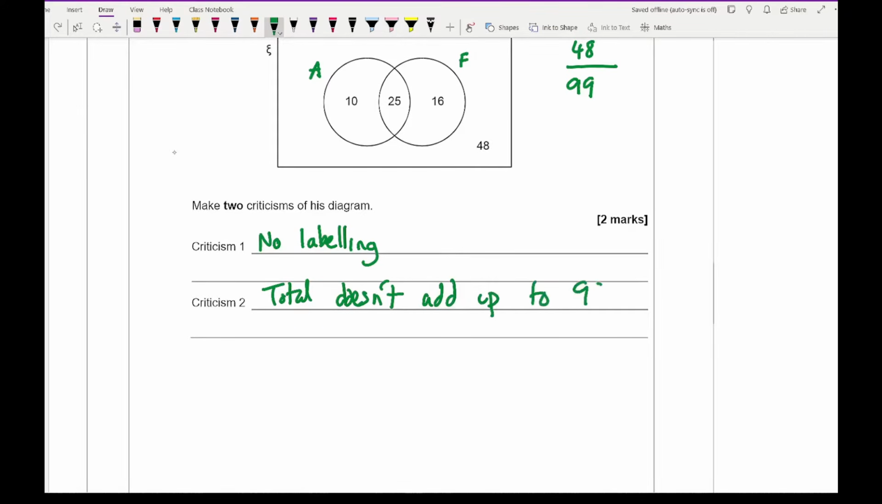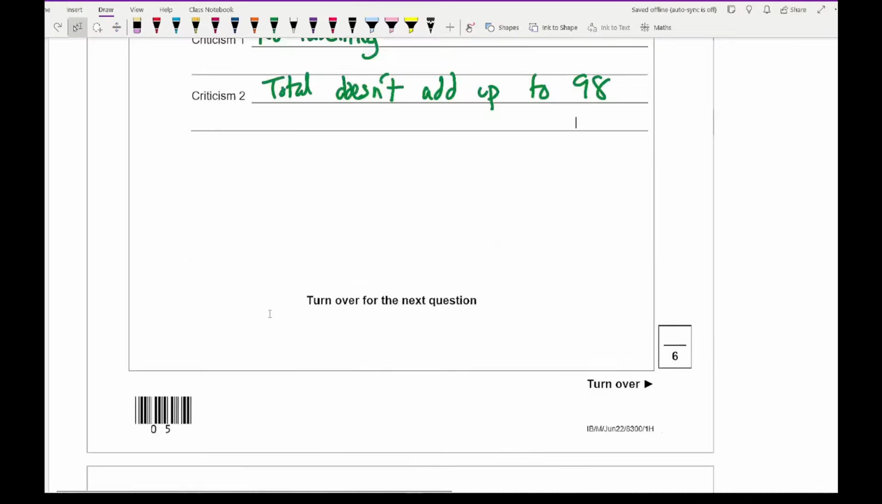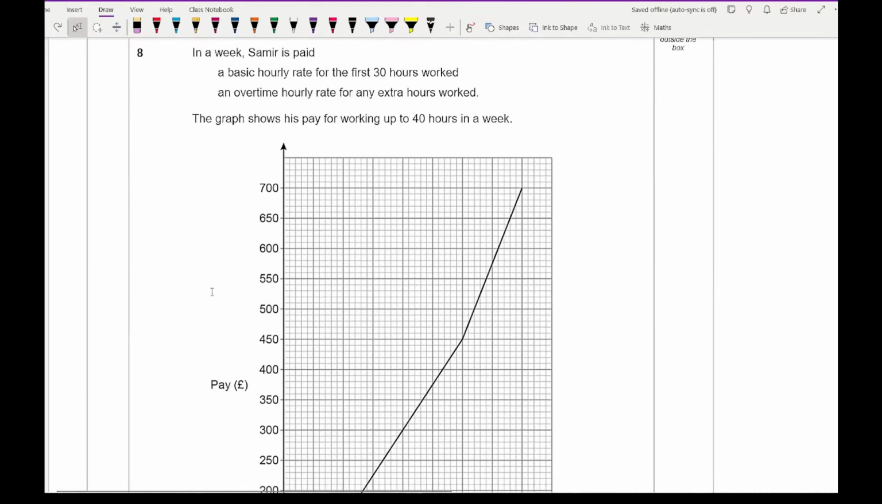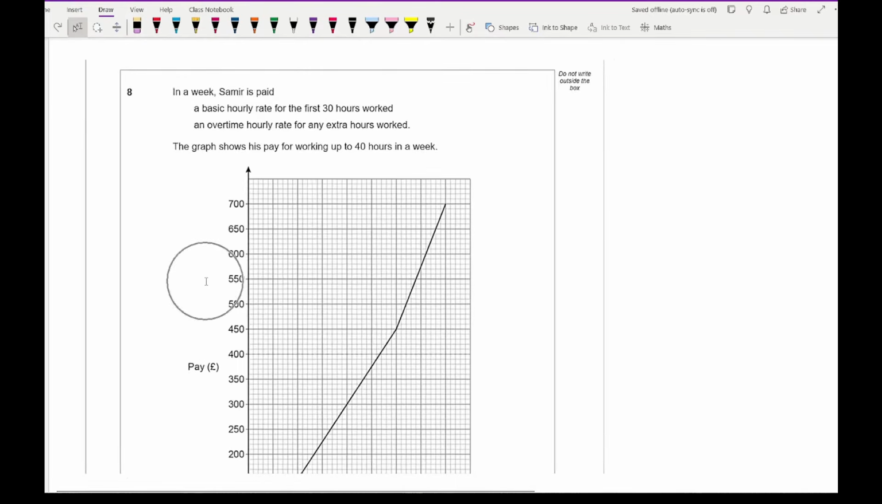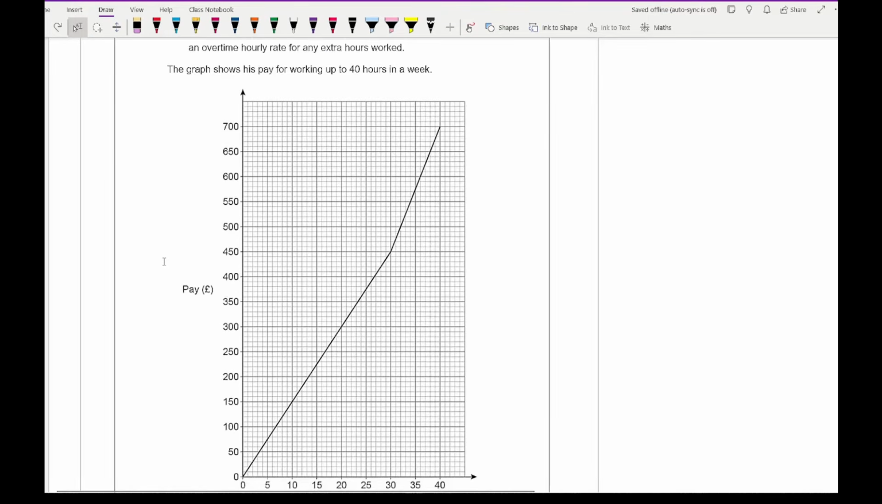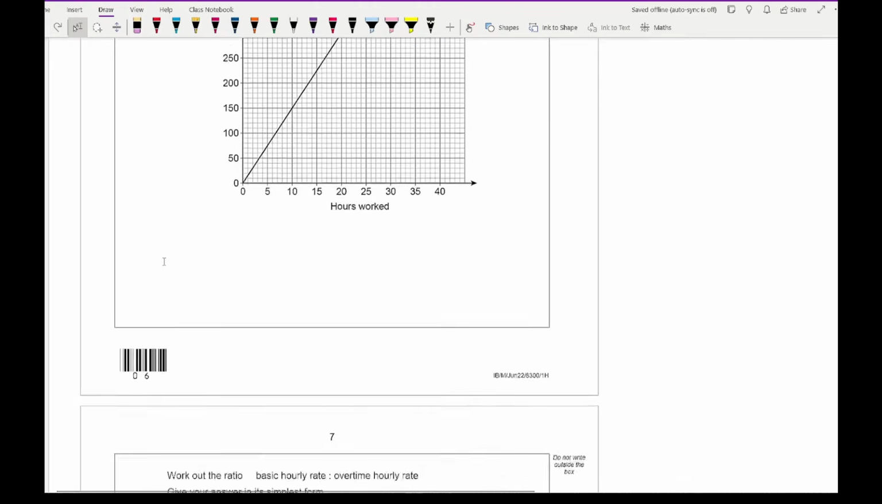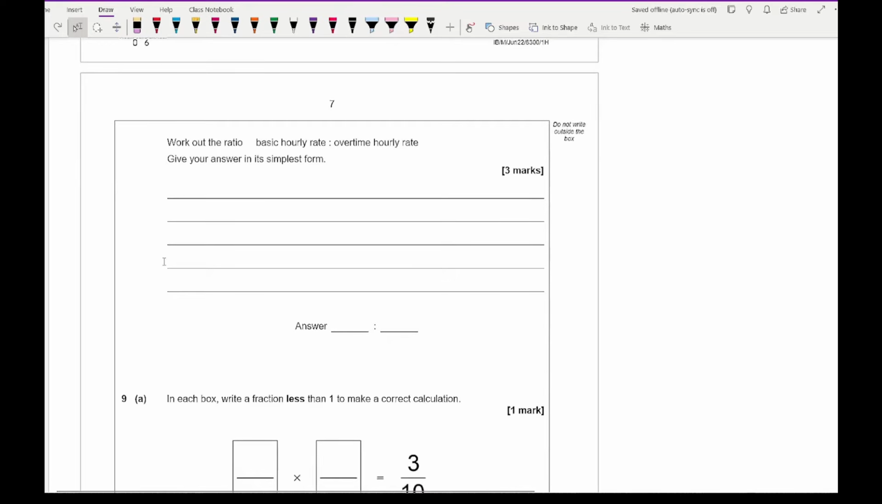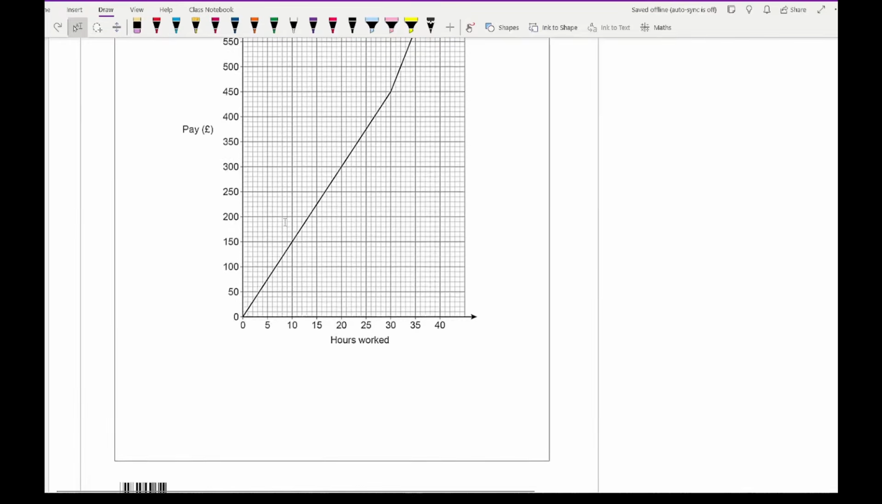Moving on to question 8, it says in a week Samir is paid a basic hourly rate for the first 30 hours worked, and then overtime for the additional hours. The graph shows his pay working up to 40 hours per week, and the question is asking us to work out the ratio of the basic hourly to overtime hourly rate and give your answer in its simplest form.